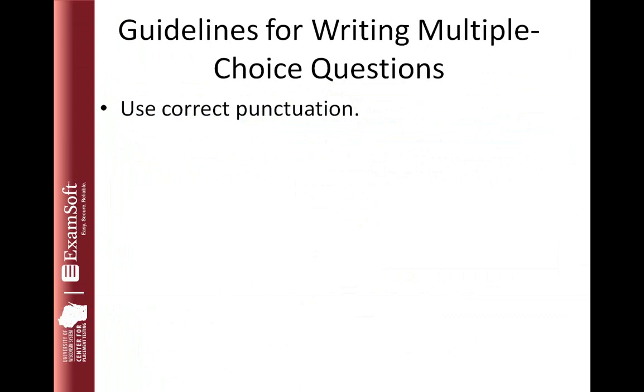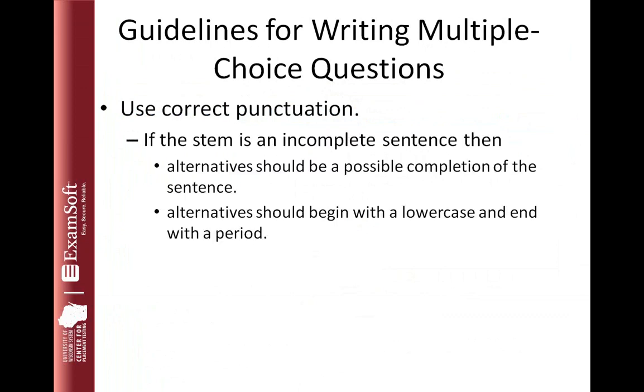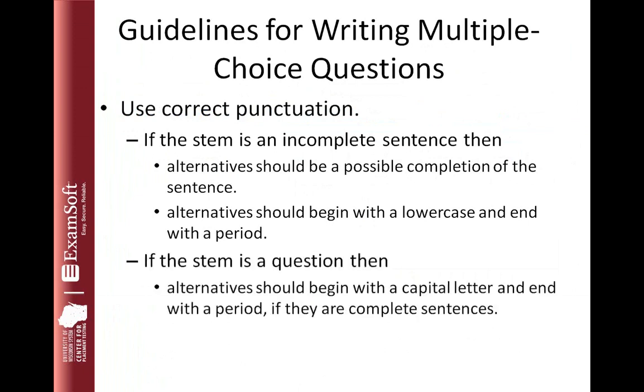We want to use correct punctuation. If our stem is an incomplete sentence, then the alternative should be a possible completion of that sentence and not a sentence fragment. The alternatives should also begin with a lowercase letter and end with a period. We've seen examples of this throughout in some of the sample items that have been popping up. If the stem is a question, then our alternatives should begin with a capital letter and end with a period if they're complete sentences. If they're not complete sentences, then you do not need to punctuate them.